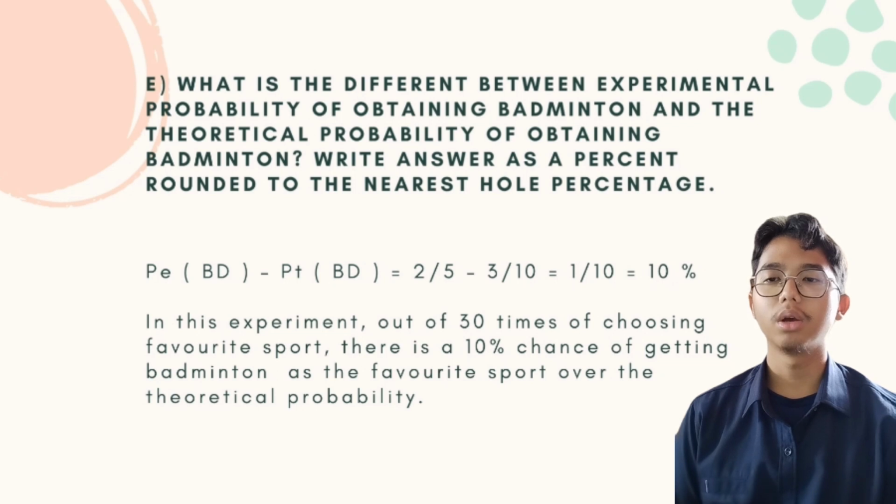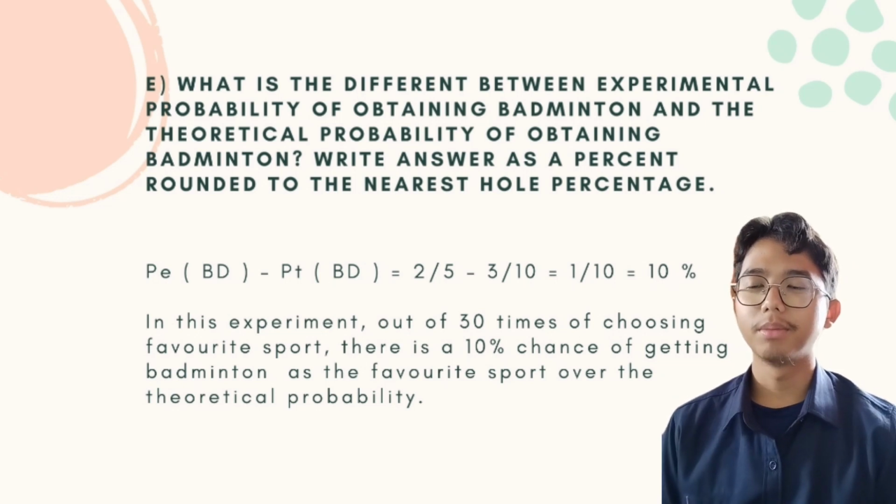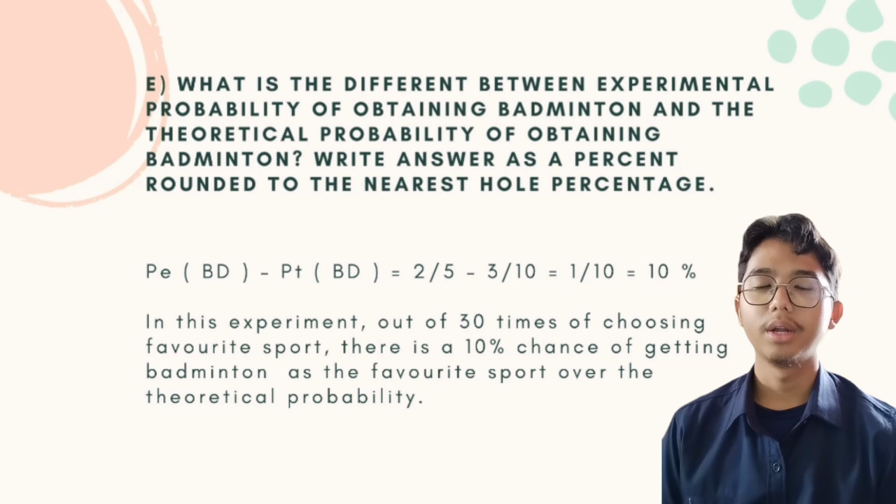For question E, what is the difference between the experimental probability of obtaining badminton and the theoretical probability of obtaining badminton? Write the answer as a percent rounded to the nearest whole percentage. Probability experimental badminton minus probability theoretical badminton equals 1 over 10 or 10%. In this experiment, out of 30 times of choosing favorite sport, there is a 10% chance of getting badminton as the favorite sport over the theoretical probability.